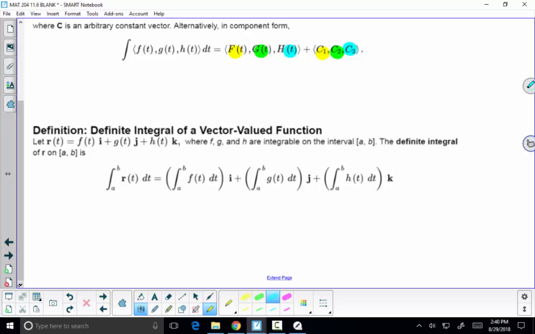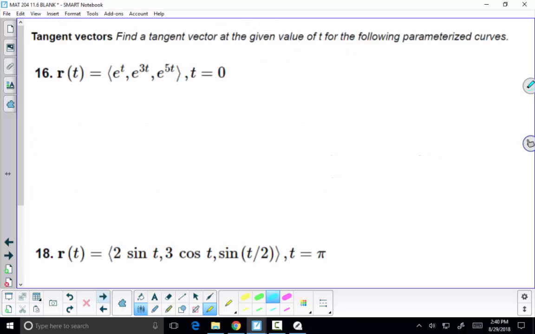All right, so definite integral, same thing. Integrate term by term. Just evaluate each of them, plugging in your upper limit and your lower limit for each, and you would get your values for each. So let's try it. Here they say, find a tangent vector. Let's differentiate first, then we'll integrate. Find a tangent vector at the given value for the parametrized curve.